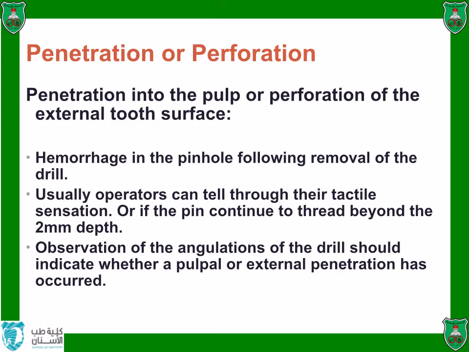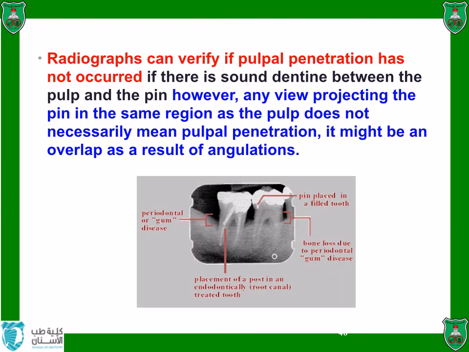كيف بدنا نحدد إنه صار في عندي مشكلة باتجاه البلب أو بالبريدونتال تيشو؟ عن طريق الأورينتيشن الأنجوليشن اللي أنا استعملته في أثناء وضع هاي الدنتال بين inside the dentin. So I need to observe the angulation to determine. However, I need to take a radiograph to determine what happened. A radiograph can verify if pulpal penetration has not occurred, if there is some dentin between the pulp and the pin.